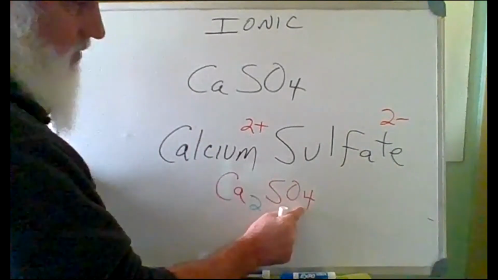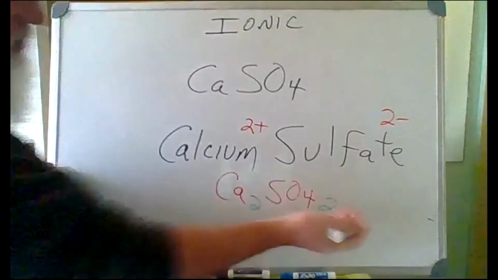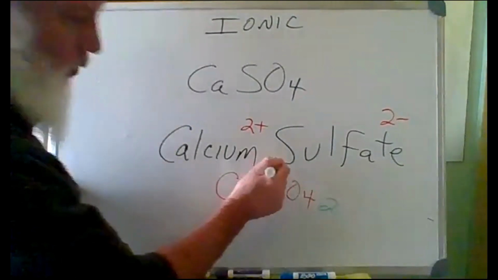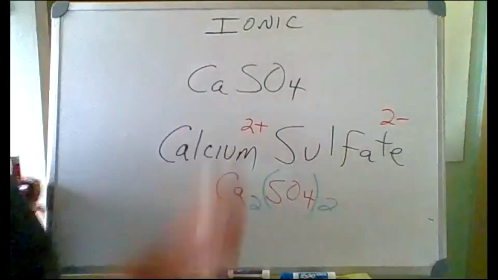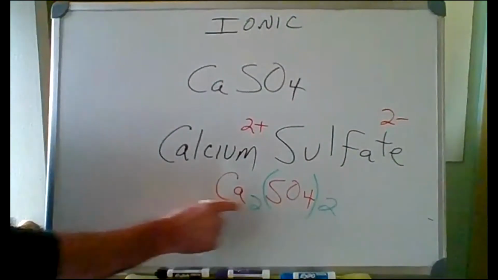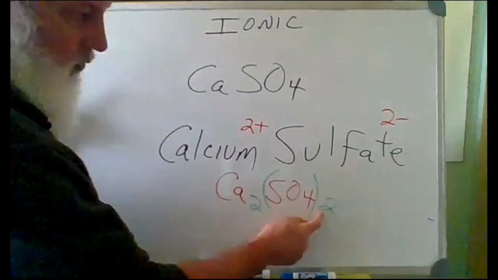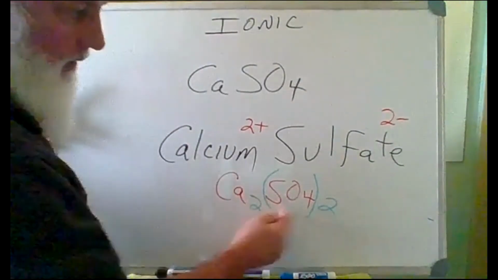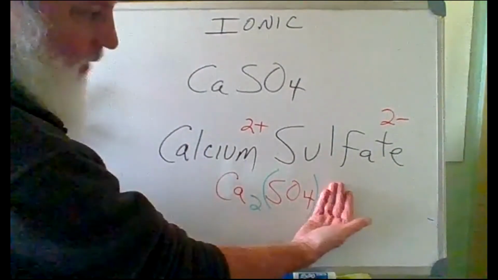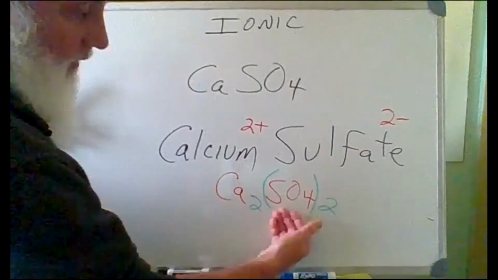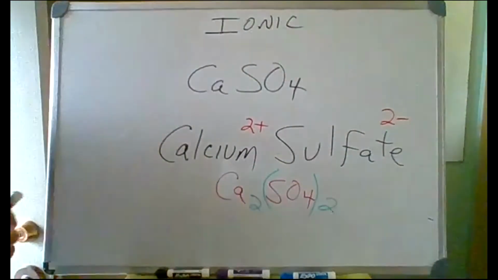But this is a polyatomic ion. If I write a 2 there, that looks like 42 oxygens. So we need parentheses. So 2 calciums and 2 sulfates. Remember that a subscript multiplies what comes before it. So what comes before that 2? A parenthesis. So whatever's inside the parenthesis gets multiplied by 2.